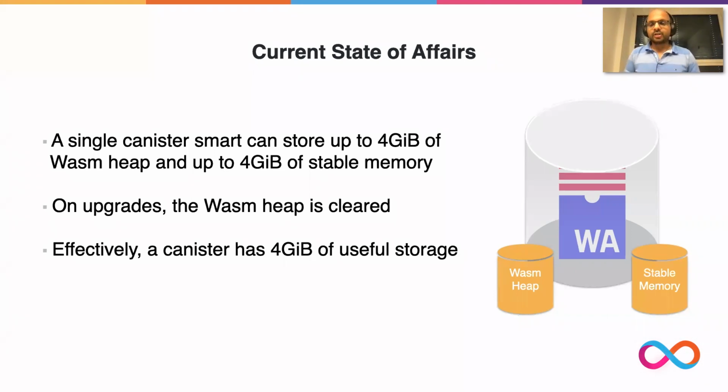So as Liz mentioned, currently a canister is limited to 4 gigs of useful storage. The reason for that is currently a canister has access to 4 gigabytes of Wasm heap and 4 gigs of stable storage. But anytime you upgrade a canister, the Wasm heap is cleared. So as long as you're writing a canister that can be upgraded or should be upgradable, you effectively only have 4 gigs of useful storage on the canister.